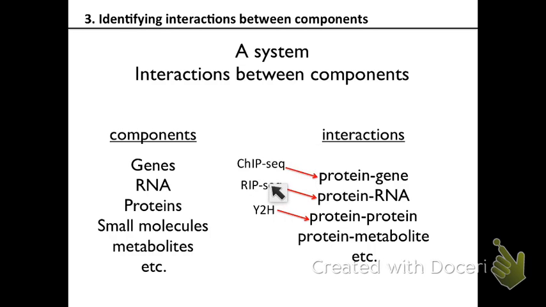RIP-seq you have not learned, but it's very similar to ChIP-seq. Instead of immunoprecipitating chromatin, that's where ChIP gets its name from, right? It's ChIP, chromatin immunoprecipitation. In RIP, what you immunoprecipitate is RNA. So it's RNA immunoprecipitation followed by sequencing. This method allows you to find out which RNAs a given RNA binding protein binds to. Okay, so that would be post-transcriptional regulation. And we're going to learn today about yeast two-hybrid for measuring protein-protein interactions.